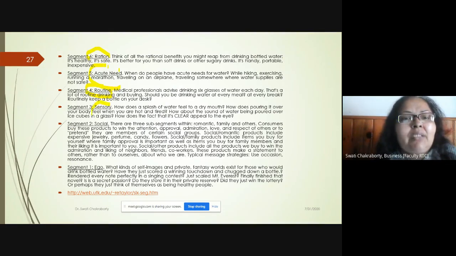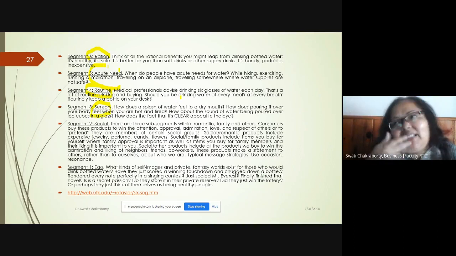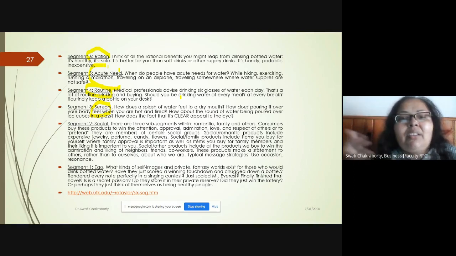The third segment talks of sensory, right? So sensation, like when your mouth gets dry, how would a drop of water feel, right? When you're walking, you're tired, it's very hot outside, your body also gets tired, so then you need it, right? So then it's actually a need, as you really want it.